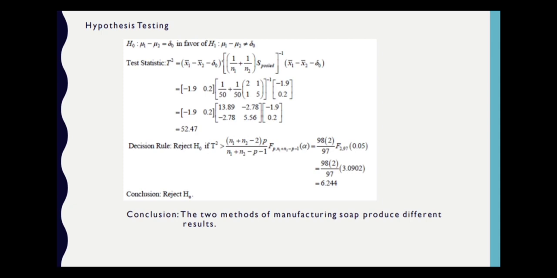So you need to find the value of c-square to compare with T-square. Since T-square is 52.47, and checking the F distribution, the value is 6.244. Because 52.47 is more than the c-square 6.244, we reject H not. So what can we conclude from this rejection of H not? We can say that the two methods of manufacturing soap produce different results. Because the two methods differ, they give different results.